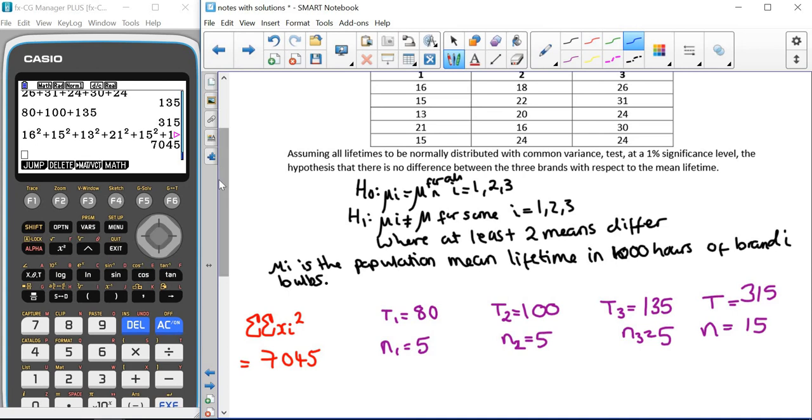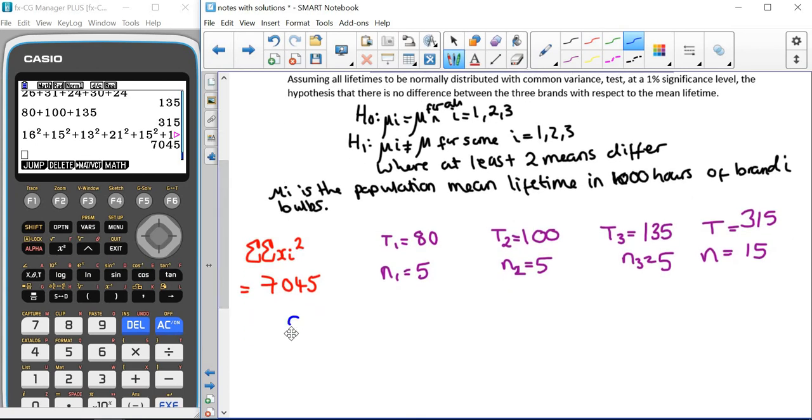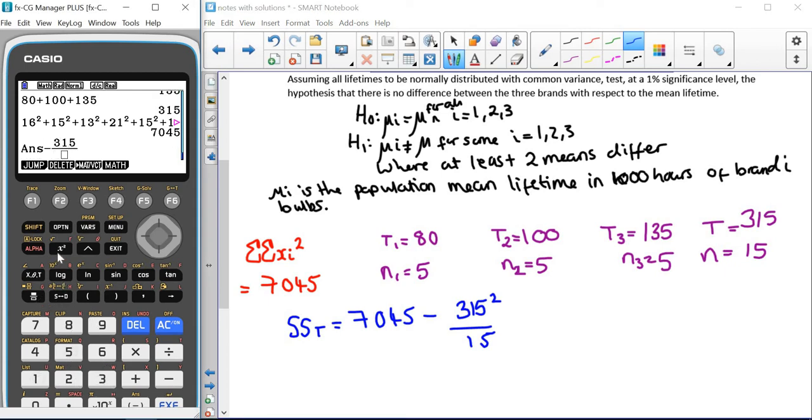So we can then find our SST. So our SST is our sum of the xi squared, which is our 7045, minus T squared, so 315 squared, over 15. So our answer is 7045 minus 315 squared over 15, which gives us 430.